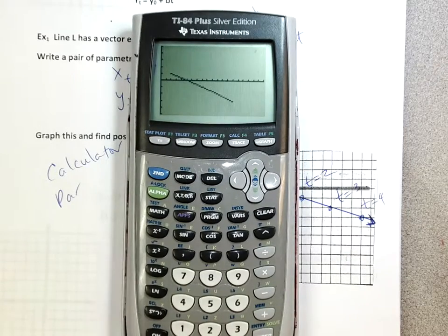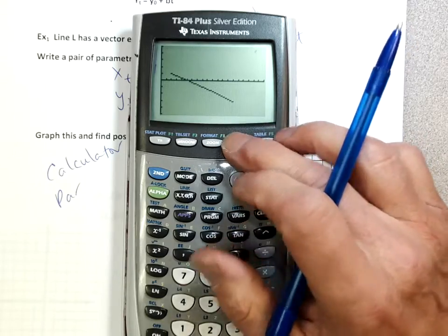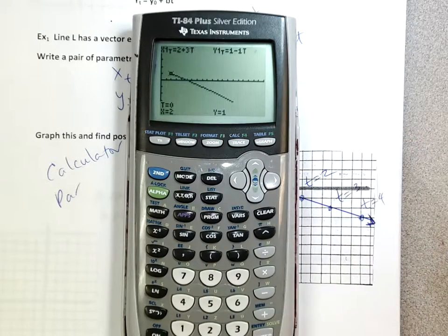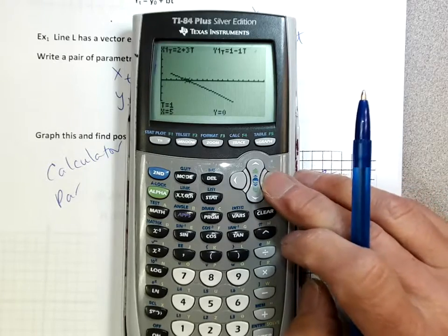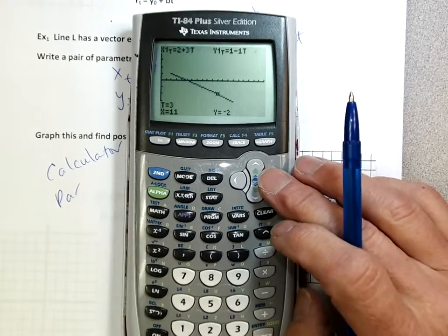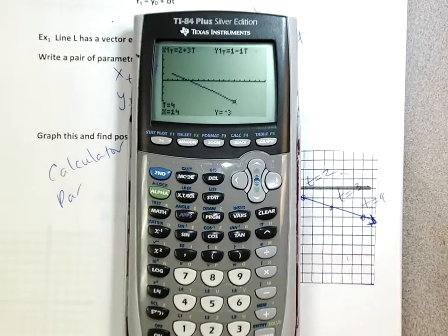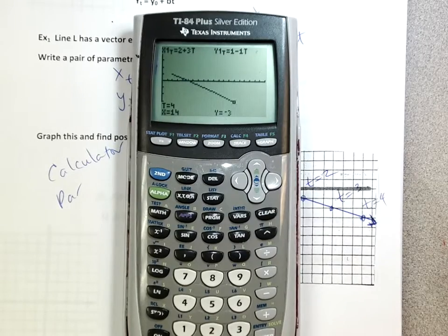Now, if I go to my trace button, here's the best feature of all. Trace. I can get a position and a time. 1 second tells me where it's at. 2 seconds tells me where it's at. 3, 4. And that's all it's going to go, is 4. Now it stops at 4 because I told the calculator to only go from 0 to 4.